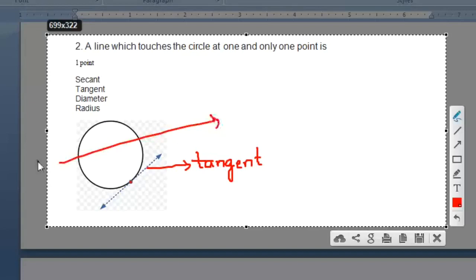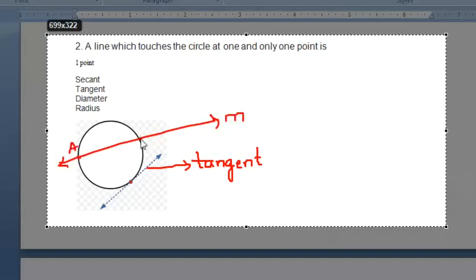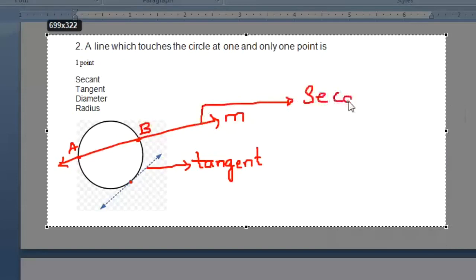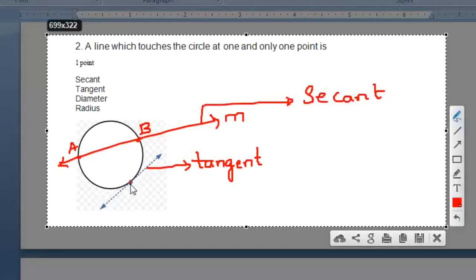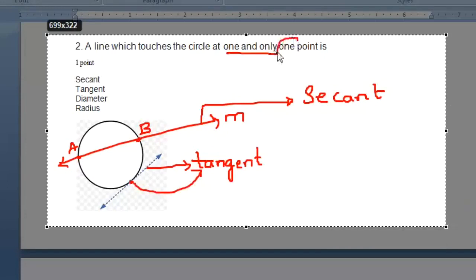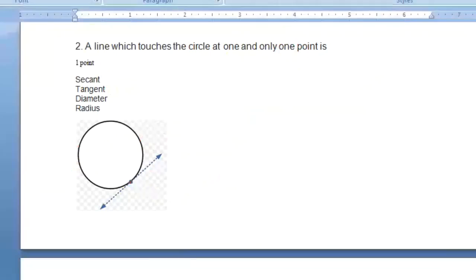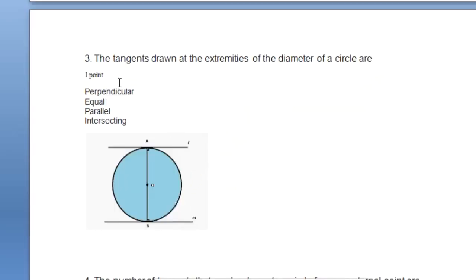Whereas suppose I am drawing a line M which is touching the circle at 2 points A and B. In this case, if a line touches the circle at 2 points, we call it a secant of a circle. If a line touches the circle at 1 point, it is called a tangent. If a line touches the circle at 2 points, it is called a secant. Let us see the question. A line which touches the circle at one and only 1 point. The correct option here is tangent of a circle. So let us move to the third question.